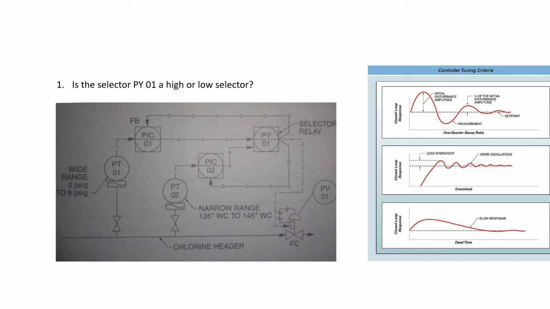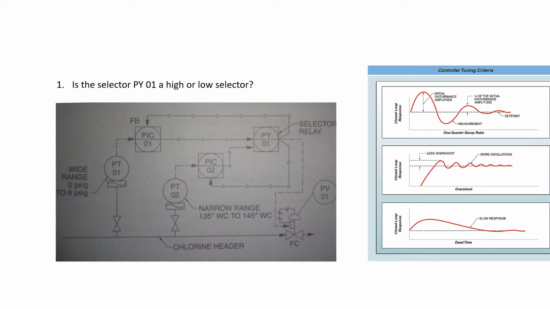But here on the narrow range PIC02, we want to put in a low gain and a large integral because we want tighter control. So this is what we want. We want PIC02 to look like this. We want it to have a slow, very controlled response. We don't want a really high or low overshoot with this electrolyzer.